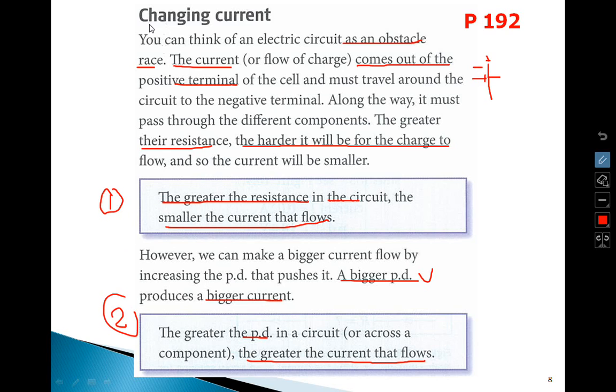The conclusion here for changing current, or what things affect the current, is two things: V and R. First, if the resistance is high, the current is low or small. If the resistance is low, the current is high. Another thing is V. If V is high, current is high. If the value of V is high, the greater the current flow. If V is low, current will be low.